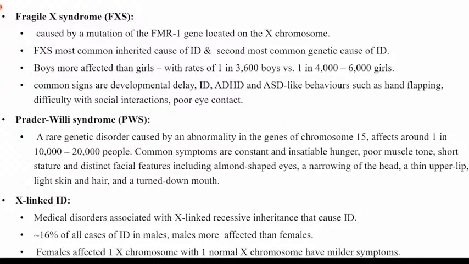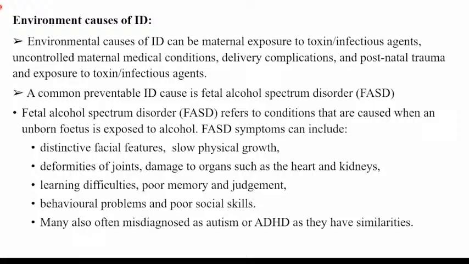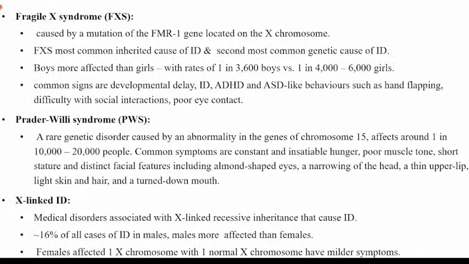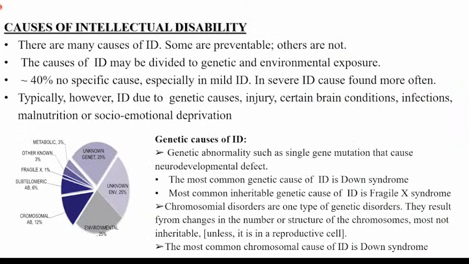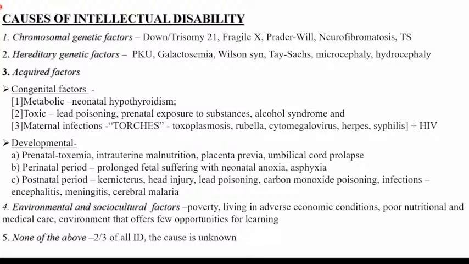There are many of these syndromes and time is running out, so I'll let you read up on the rest and we'll focus more on the environmental causes, which might be more relevant for us because this is where we get most of the preventable causes of intellectual disability. So we go back to what we had said. The acquired causes can be congenital, such as metabolic conditions like hypothyroidism, and we can treat hypothyroidism. If it is detected before it has caused the intellectual disability, we can treat it.